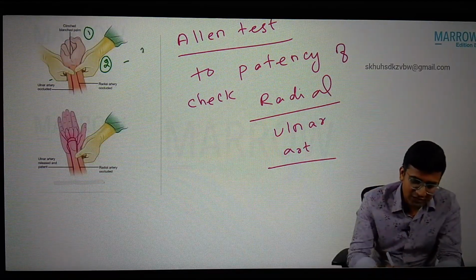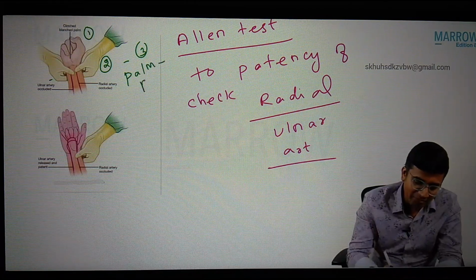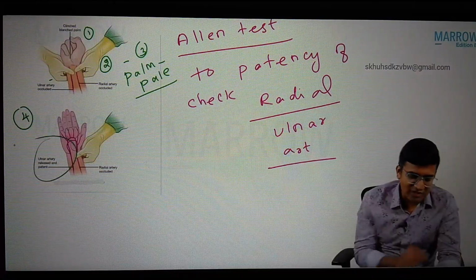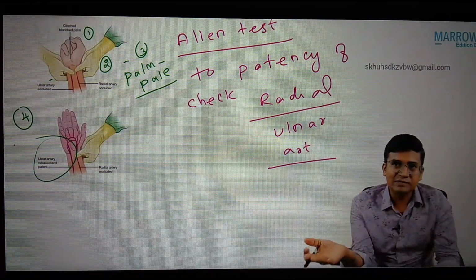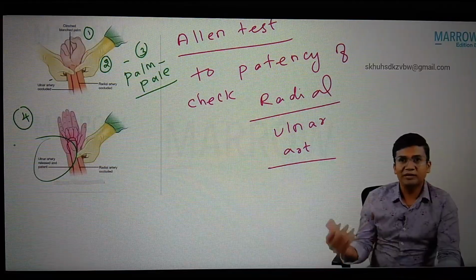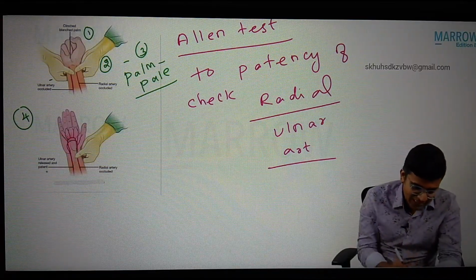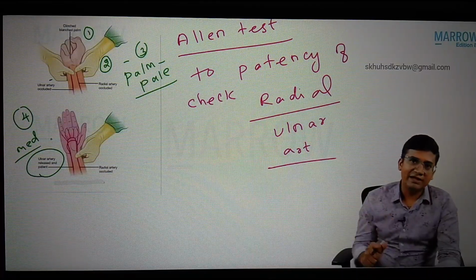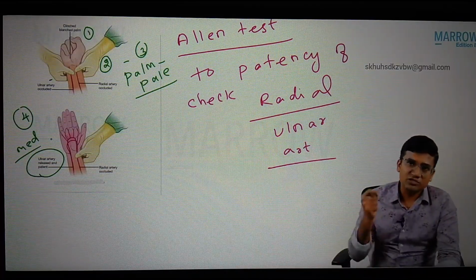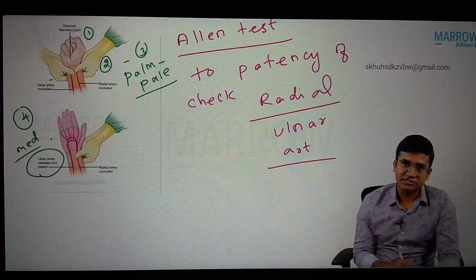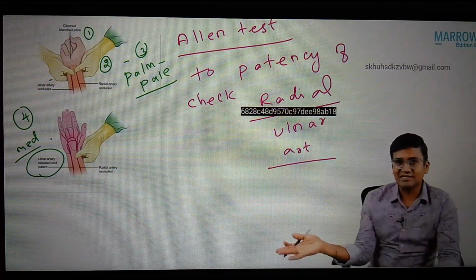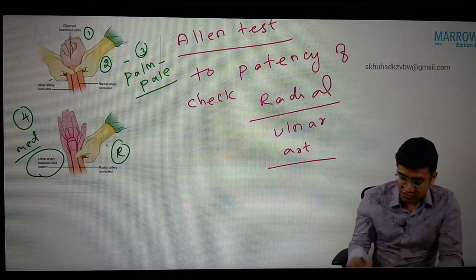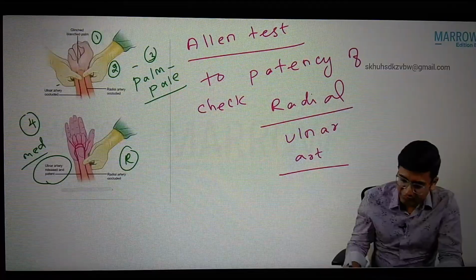So now, third, the palm will become pale. In the fourth step, we release the pressure on any one side. If that side's artery is patent, then the palm will become normal pink in color. Now, in this diagram, we are releasing the pressure on the medial side. So if the ulnar artery is normal, the ulnar artery maintains the superficial arch, and by giving one small contribution, it also maintains the deep arch. And we repeat the test for the other side, the lateral side, the radial artery. Okay, right. So this is about the Allen test. In the recent exam, they gave a video-based question on the Allen test.